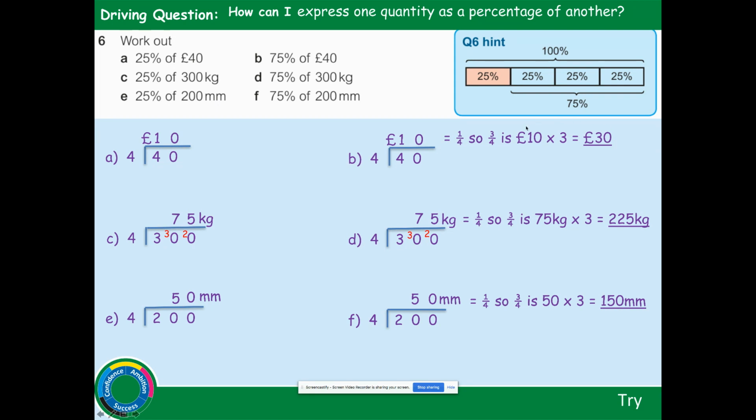Okay, all of these. You divide by the denominator to find 1 part, and then you have to multiply by the numerator to find the fraction that they're asking for. So we divided by 4, we found 1 part, multiplied by 3 to find 3 parts. If you've got to make some corrections, press pause and then press play to carry on.